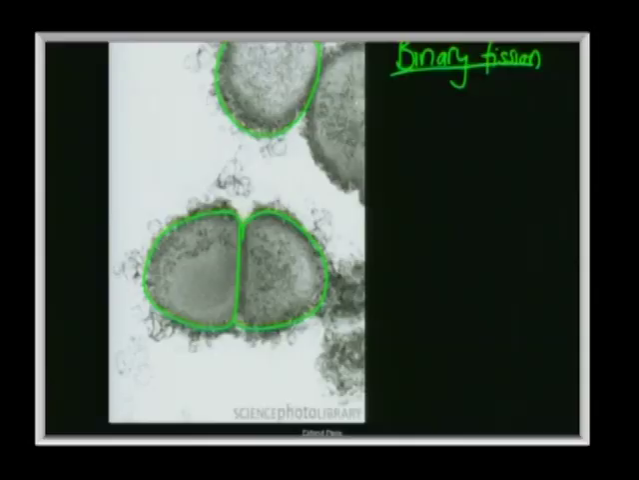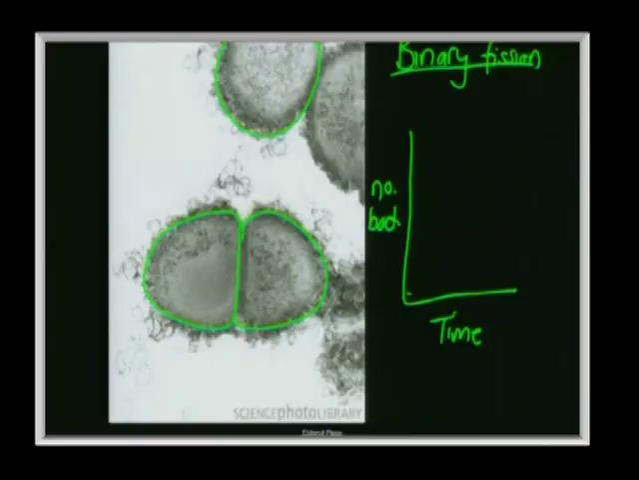If we had to put their growth form onto a graph, here are the axes of number of bacteria over time. I'm not going to fill in details because I just want to give you a general idea. If we take a few bacteria and put them into a petri dish, their numbers will at first be quite low. However, provided there is enough food and space for them, the bacteria will reproduce incredibly quickly by binary fission, meaning that your graph is going to start to look like this.